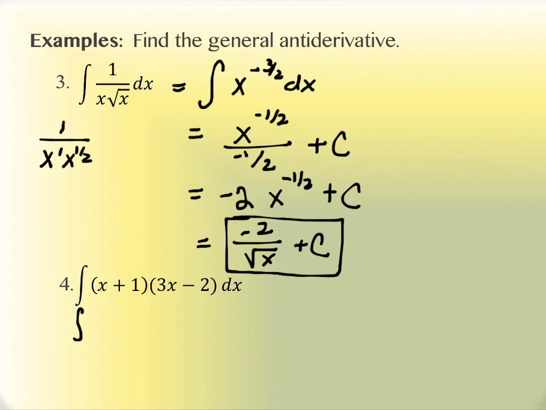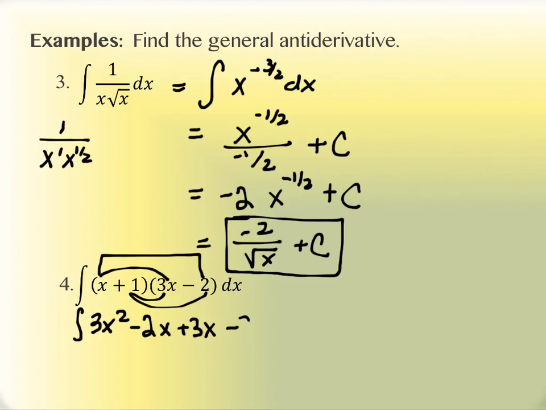So I'm going to rewrite this, and I'm going to FOIL it out. So x times 3x is 3x squared. The outer terms give me -2x. The inner terms give me positive 3x. And then the last terms give me -2. And don't forget the dx on the end. You could take this right here and do the antiderivative. That would be fine. But you could also recognize at this point that these two combine, right? So I'm going to go ahead and combine those before I do the other part. So this is 3x squared plus x minus 2 dx.